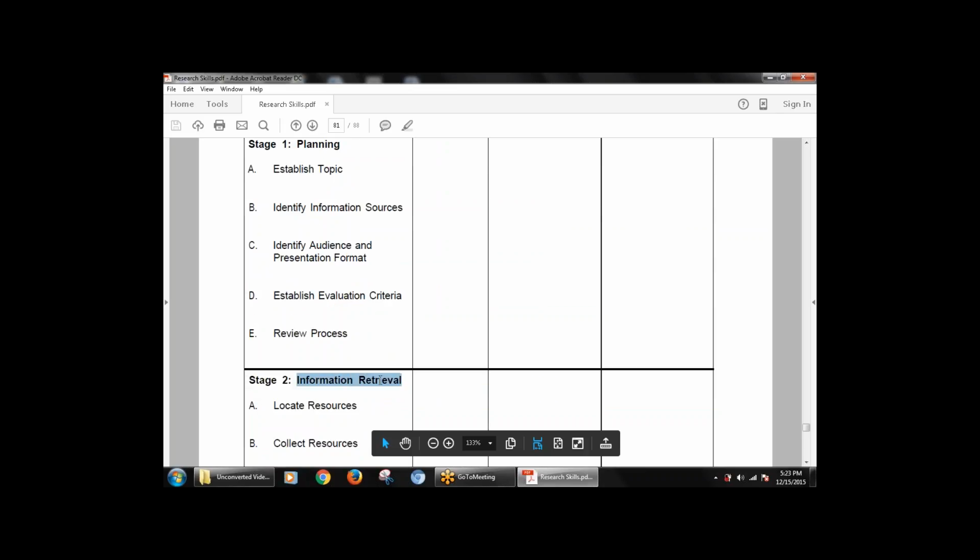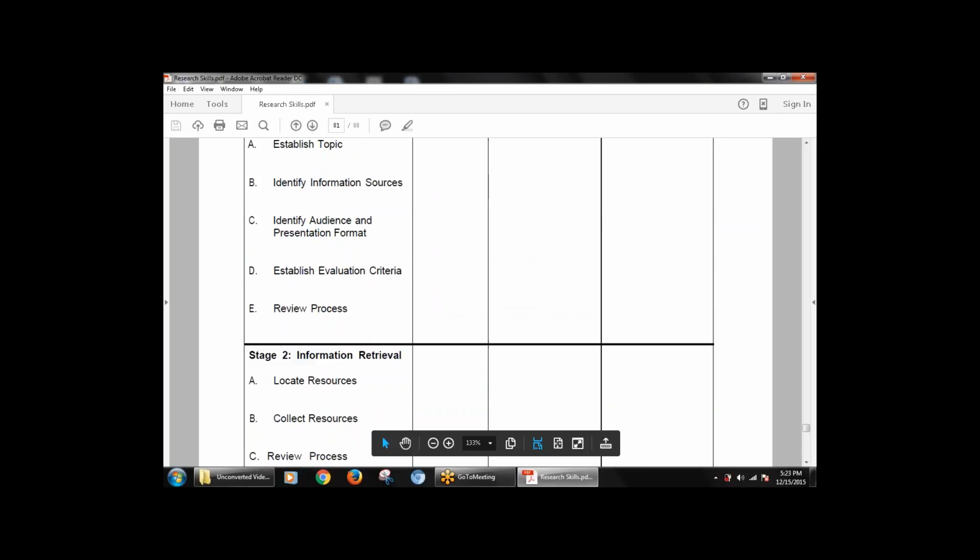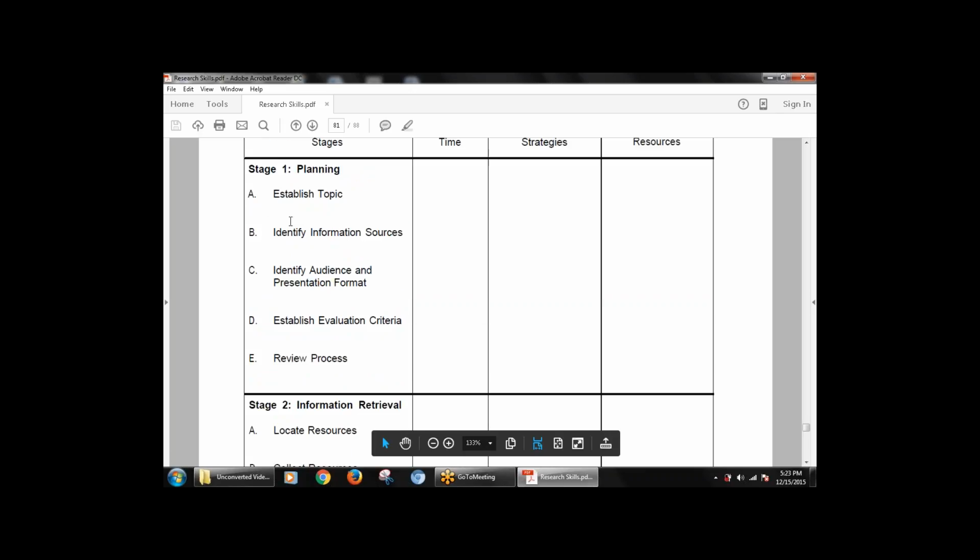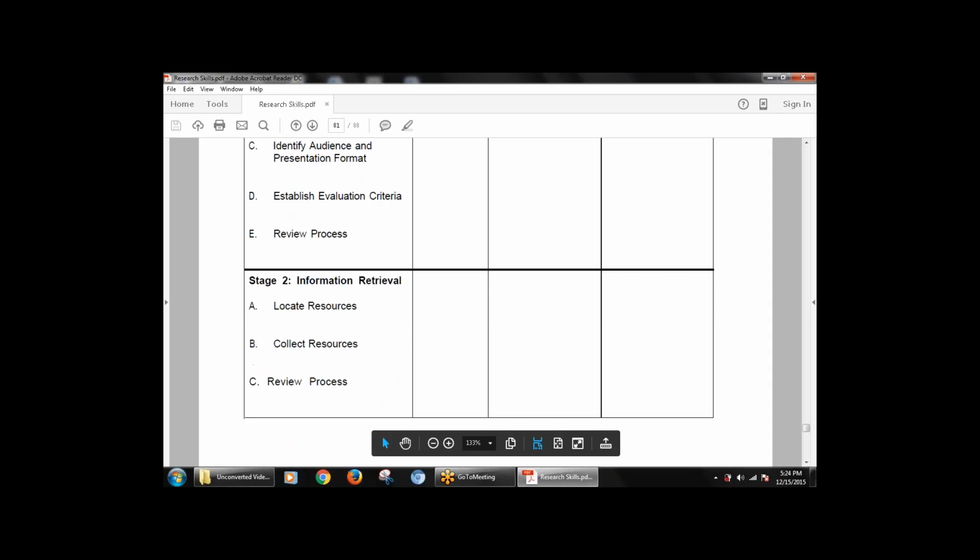Then next is the information retrieval. So first is the planning, then next is information retrieval, that includes locate resources, collect resources, review process. So these are the parts that are available. Then next is the information retrieval, that includes locate, collect, and the review process.